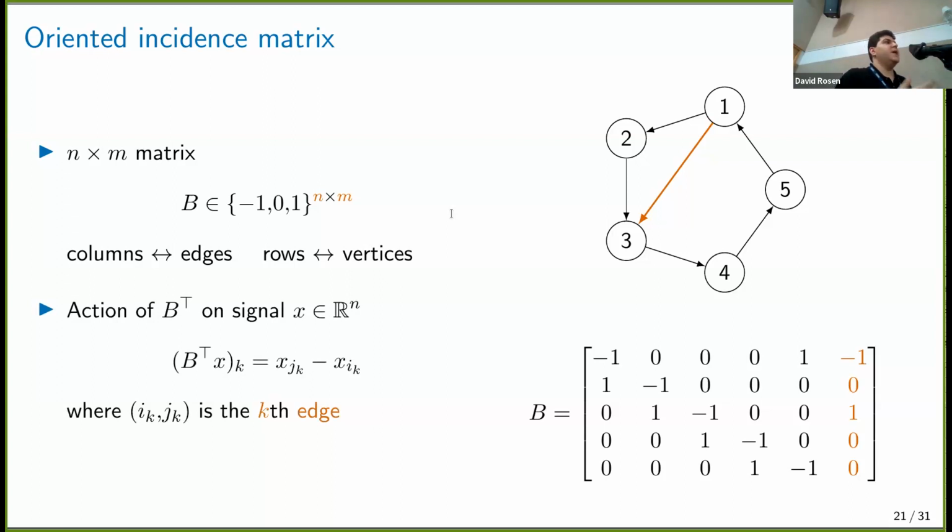So to recognize the action of B transpose on graph signals, this doesn't give you a graph signal. It gives you a vector of size number of edges. And the kth element of that vector is just going to be the difference between the value of the graph signal at the two ends of that edge, right? So for the orange edge, I'm going to get something like x3 minus x1.